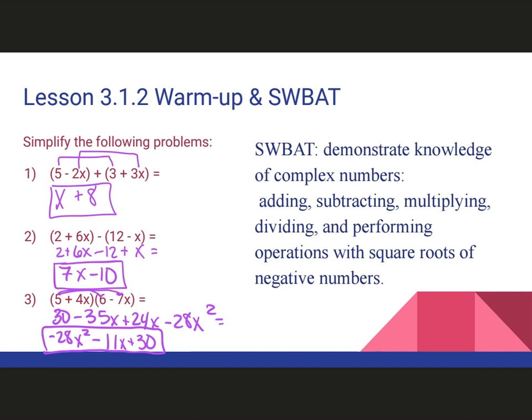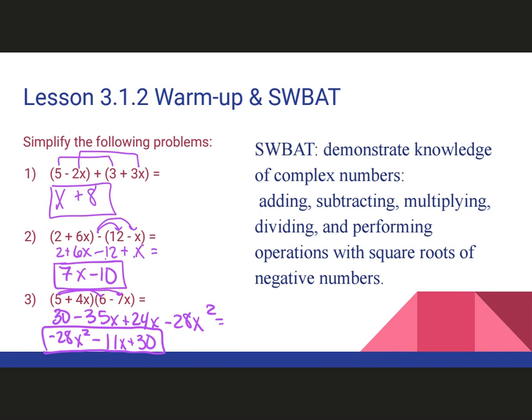And then number 2, when you have a minus in front of parentheses, you have to distribute the minus to every value in that parentheses behind it. So it changes the sign of the 12 and it changes the sign of the x. So it becomes 2 minus 12, which is negative 10, and 6x plus x is 7x.